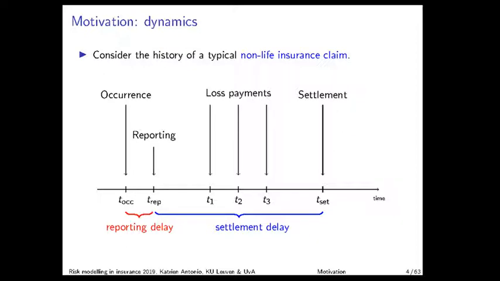Now, if the claim filed is accepted by the insurance company, payments will follow. And in this example, 3 payments follow at time points T1, T2, and T3. Eventually, the claim settles or closes at a time point denoted here as T-set, where set refers to settlement.